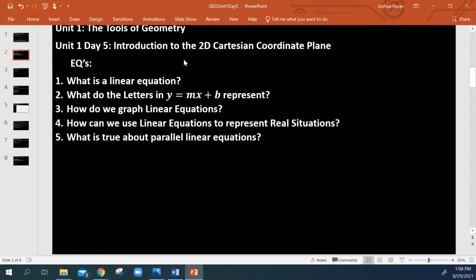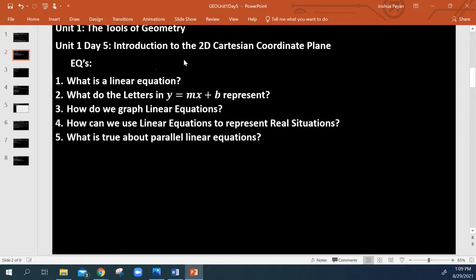So in it, we're going to talk about, well, what is a linear equation? What do the letters in y equals mx plus b all represent? And that should look pretty familiar. A lot of this should look really familiar from Algebra 1.